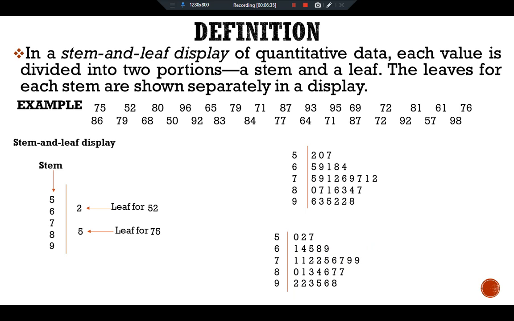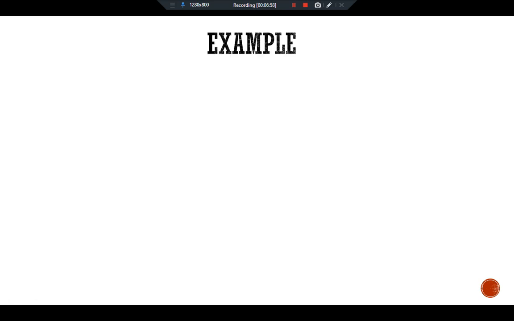So we can rewrite the individual score of each of the 30 students in the stem and leaf display, and we can arrange our information in ungrouped or in a ranked or grouped order as well. So let's see another empirical example for the stem and leaf display.